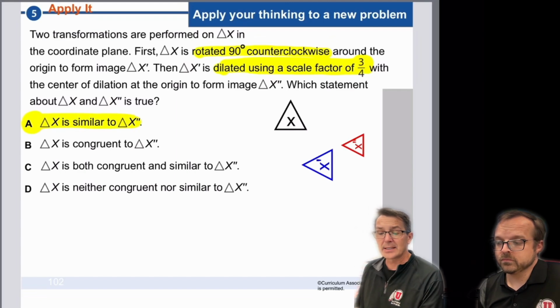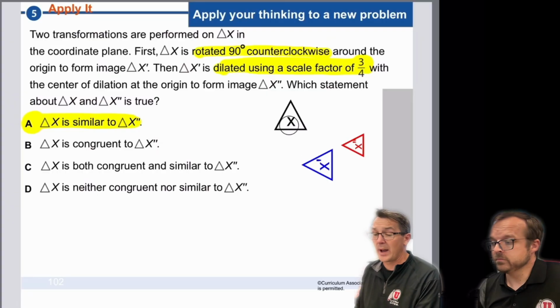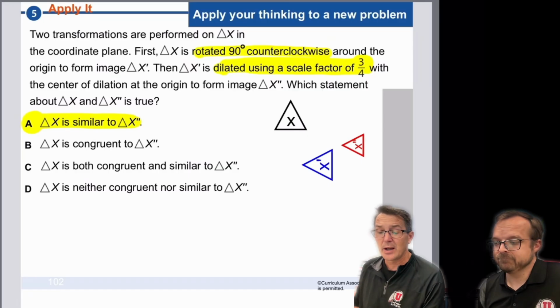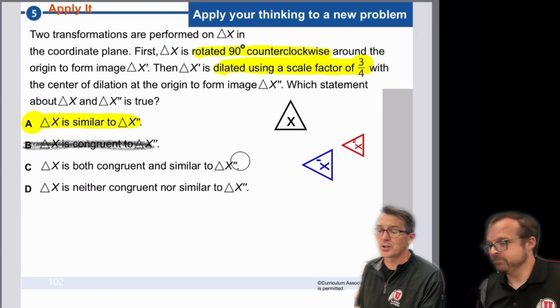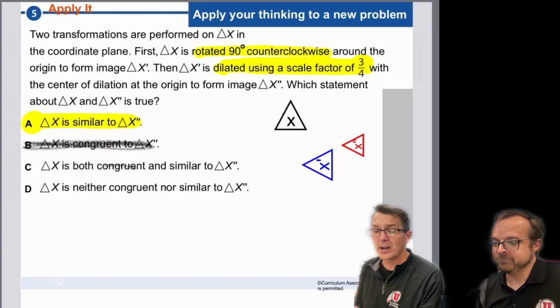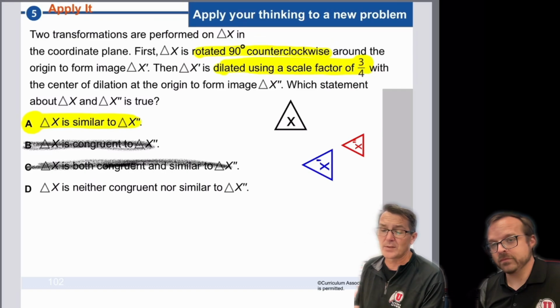Next, X is congruent to X prime. Well, X is congruent to prime, but prime is a dilation, which we just said is similar. So this is a big no. We cross it out. You are wrong. Next, triangle X is both congruent and similar to X prime. We just said it's not congruent. We know this part right here is not true, so this whole statement can't be. You can't just take what you want. You have to take the whole statement.